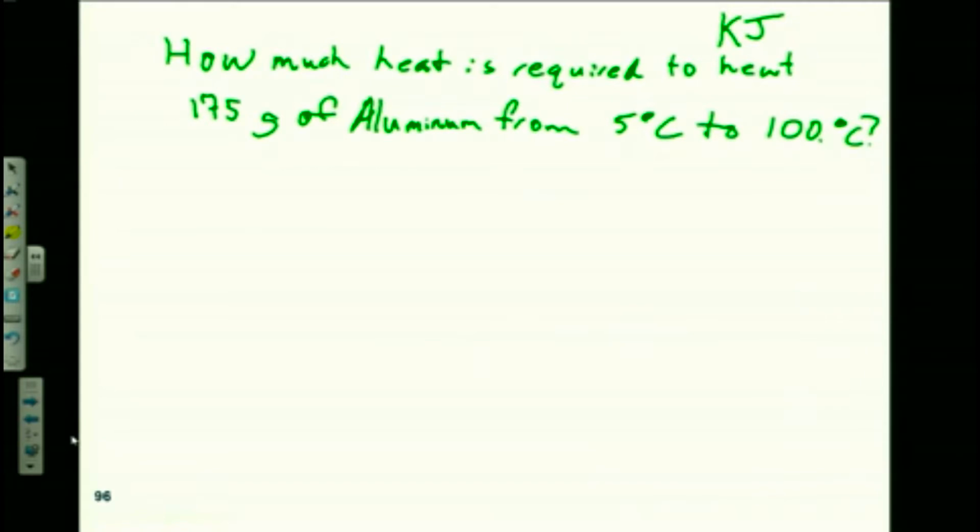Deep breath, it's okay. It's not that bad if you've got the formula, right? So we've got the same formula: heat equals m s h delta T.